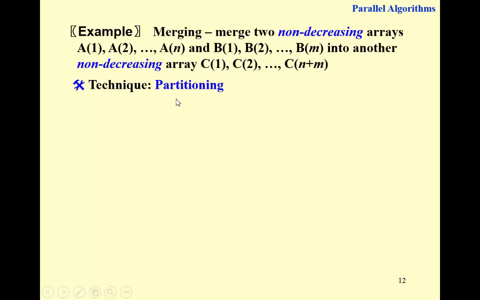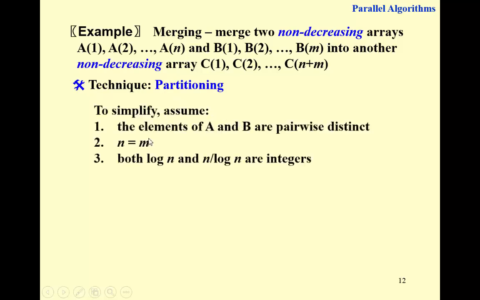To simplify the description of the algorithm, we assume that first the elements of A and B are pairwise distinct, all right? And furthermore, we assume that n equals m. Well, at least they are about the same size, so no big deal. And also, for the sake of simplicity, we assume both log n and n over log n are integers, because later on we're going to make partitions according to these sizes. Well, even if they're not integers, there's no big deal.